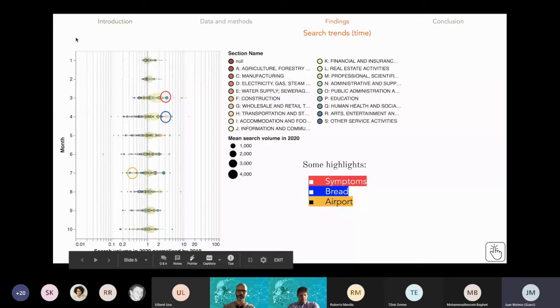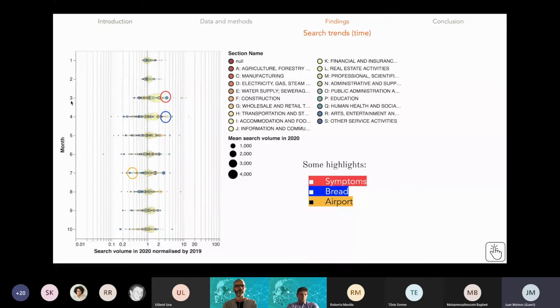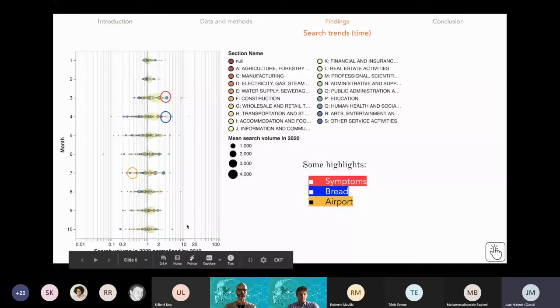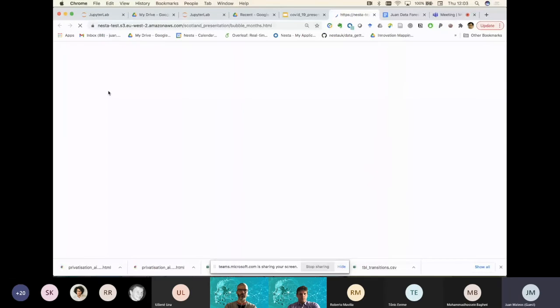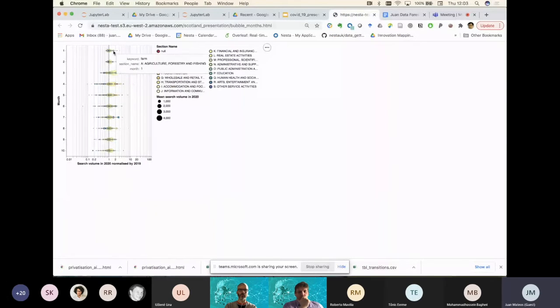Basically, the y-axis is months, so this is January, February, March. What this is showing us is the search for these nodes, which are terms. I'm going to click here, and by the way, you will be able to do this offline with the presentation as well. Each of these things is a keyword that relates to a sector. If the value is more than one, it means that for that month, the level of search for that term was higher than in 2019. The idea is that we want to normalize search volumes in 2020 by 2019 to account for seasonality.